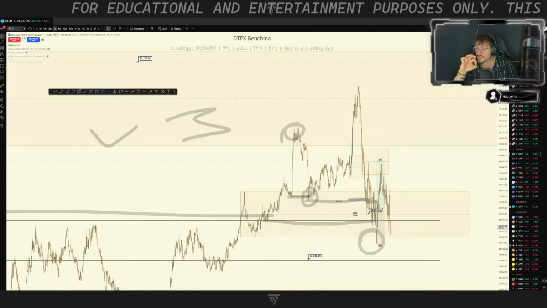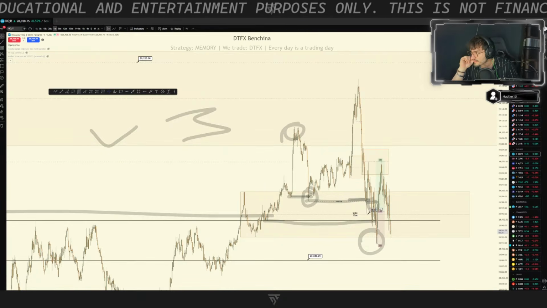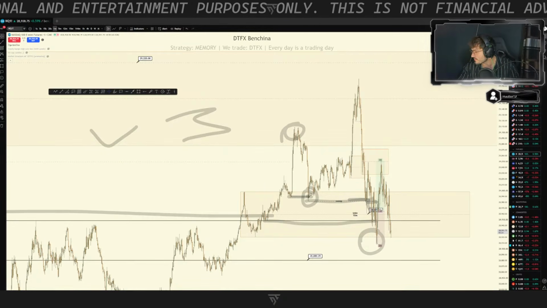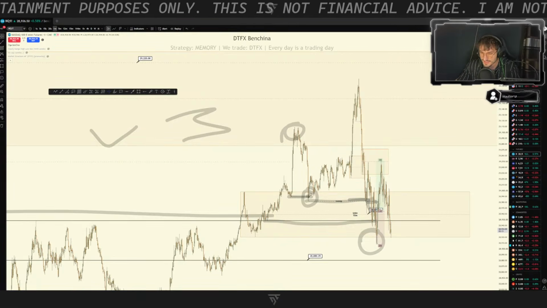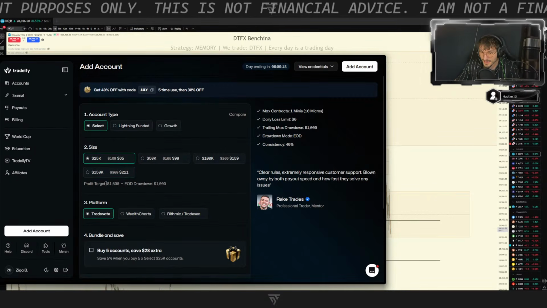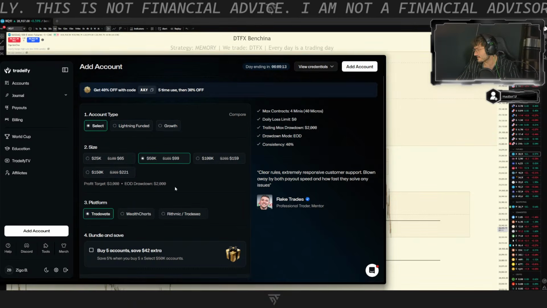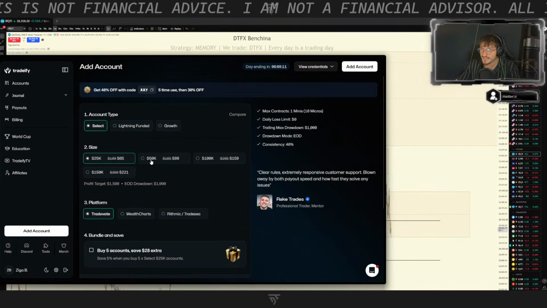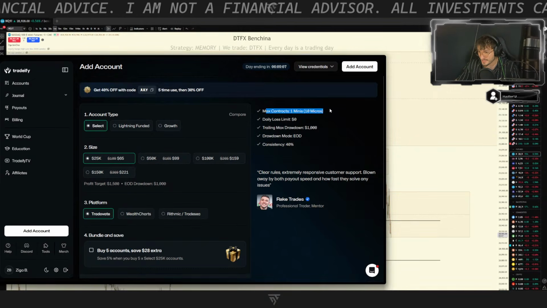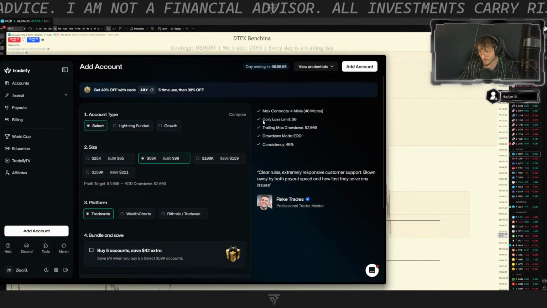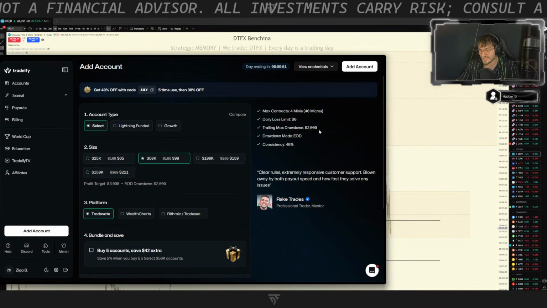He could have done the same thing, just doubled up the size, because that's what you can do on a Tradeify account. The 25k is the same as the 50k. It's just double the size. Everything's the same, the trailing max drawdown, whatever. And your max contracts here are 10 micros. On a 50k it's 4 minis. So the scalability here, massive.